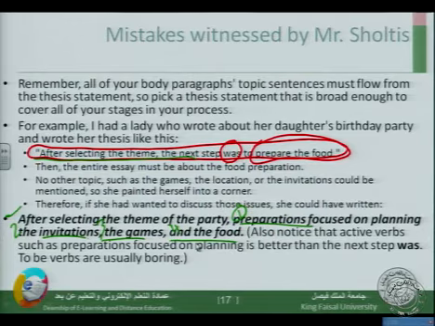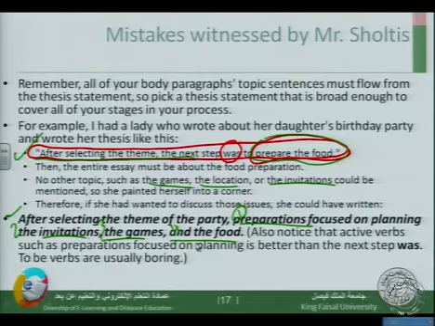Okay? Where was the mistake? The mistake here, she only mentioned something in her thesis statement about preparation of the food, but then she switched the subject matter and talked about the games, location, invitations, and she mentioned all of these things, although they are not mentioned in her thesis statement. So this is a mistake that you need to avoid.